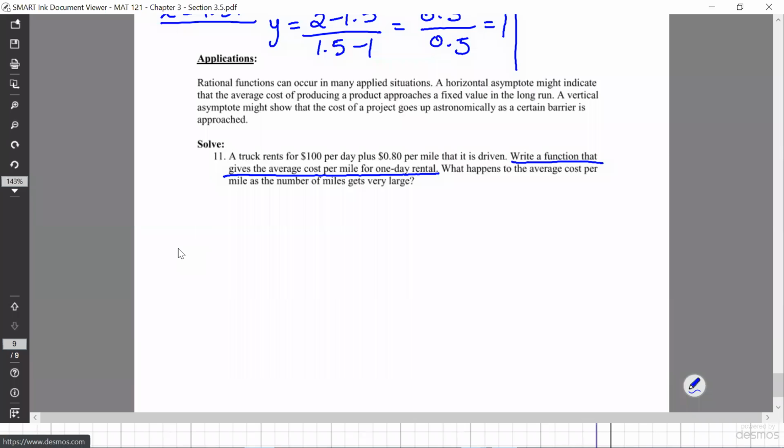Would it be 100 plus 0.80x? And what does the x represent? The miles driven? Yeah, very good. So x will be the number of miles. So then you are looking at $100, which was your flat fee, plus the 80 cents per mile. So this actually gives you the cost function. Now they're actually asking you to write the average cost. So what would we need to do then to convert this from the cost function to an average cost?